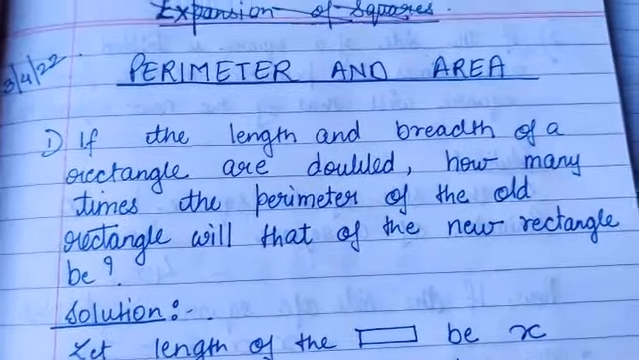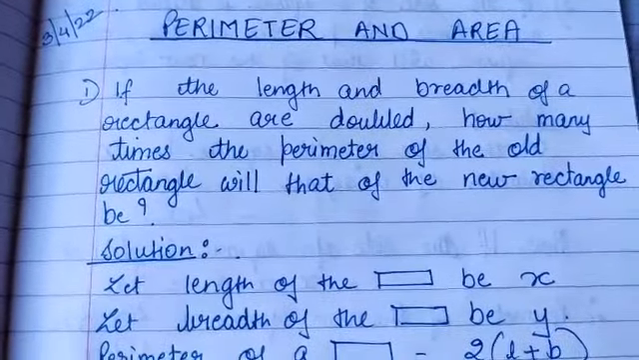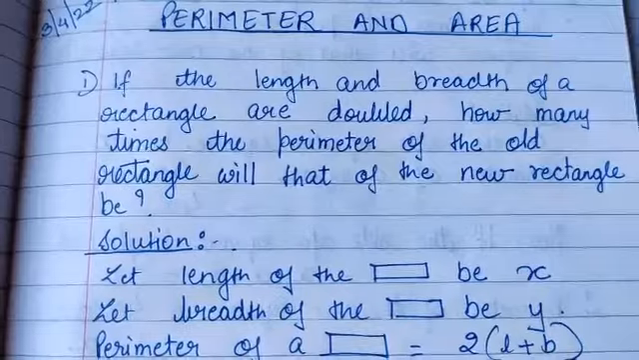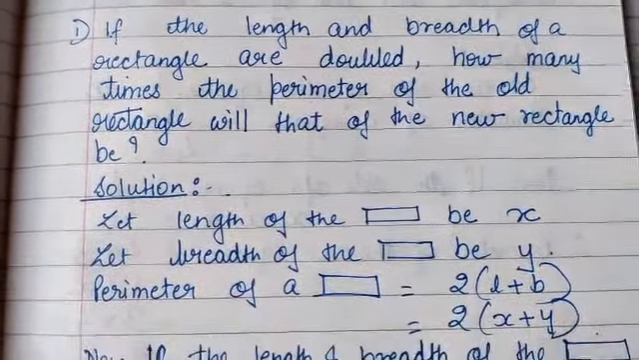Next is perimeter and area. If the length and breadth of a rectangle are doubled, how many times the perimeter of the old rectangle will that be of the new rectangle?